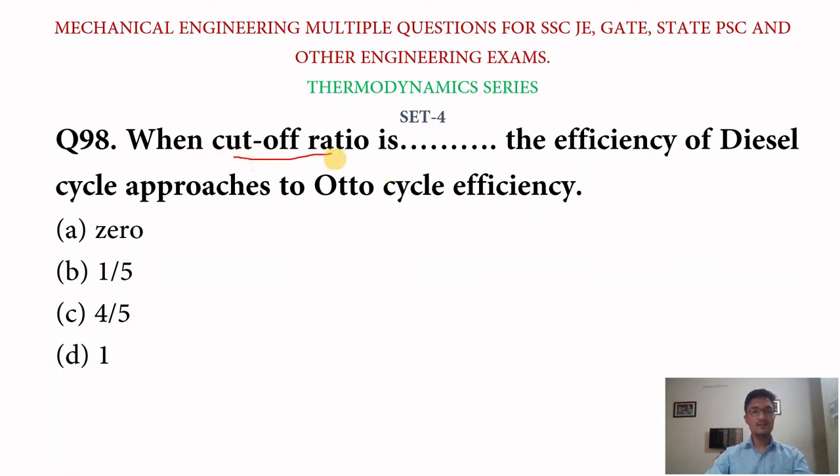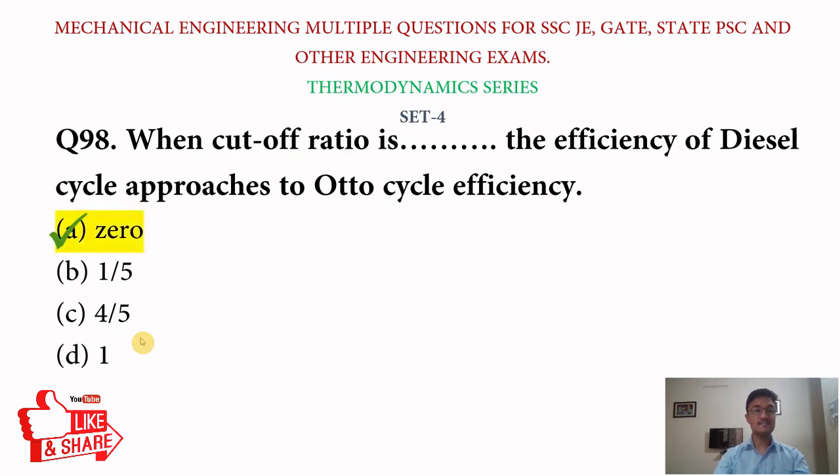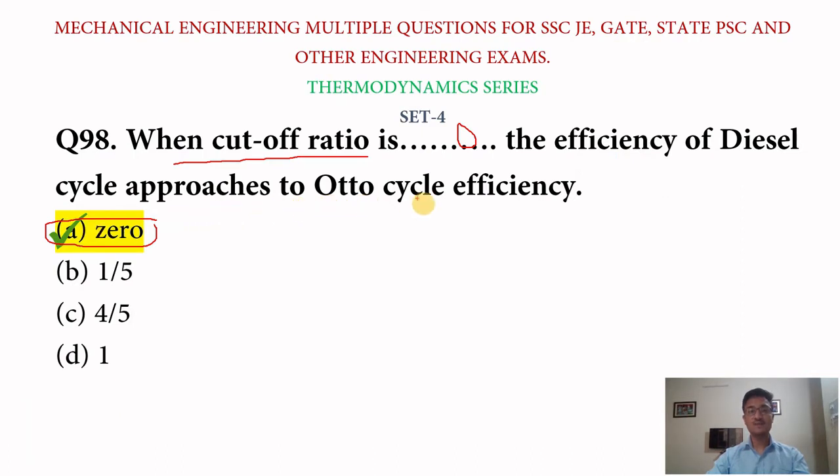Next question. When cutoff ratio is blank, the efficiency of diesel cycle approaches to Otto cycle efficiency. So we have four options. Option A 0, option B 1/5, option C 4 divided by 5, and option D is 1. So its answer is A, that is 0. When cutoff ratio is 0, the efficiency of diesel cycle approaches to the Otto cycle efficiency. Let's move to the next question.